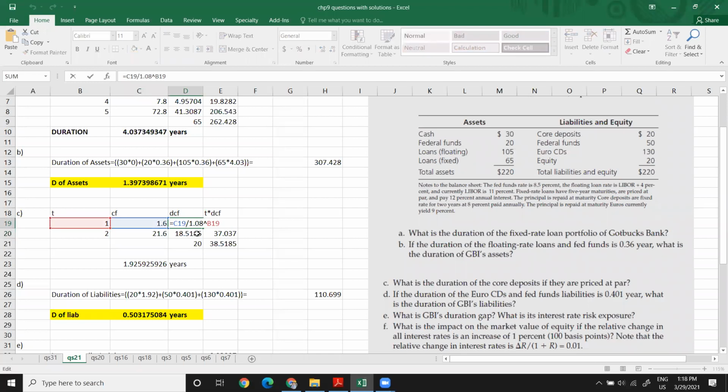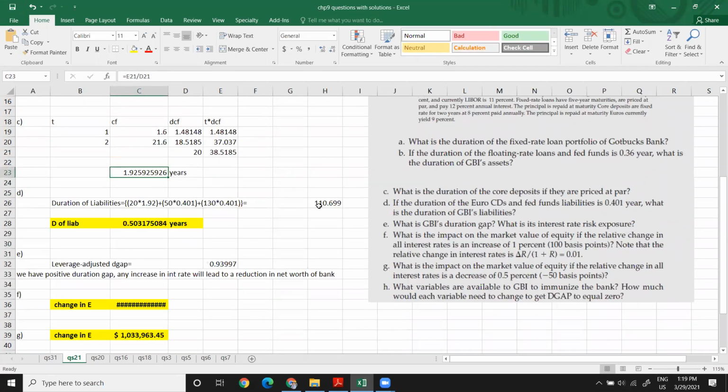And then I discount with 8% again. Why? Because it says it's priced at par, which means the YTM is equal to the coupon rate. My coupon rate and the YTM are 8%. And the maturity is 2 years, 1 and 2. So discount them, multiply by the time, sum up and divide by the total discounted cash value, and you actually get the duration of the core deposit. That's it. Then we move further, part D.